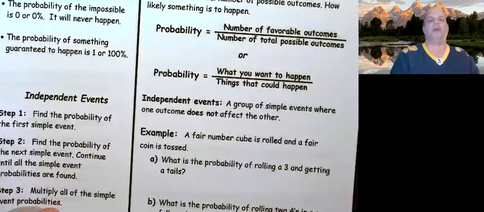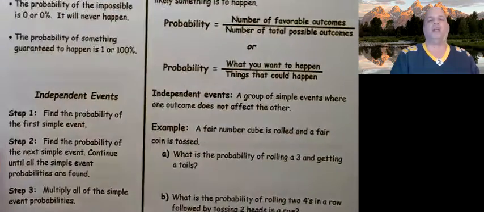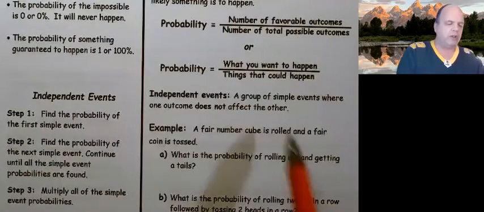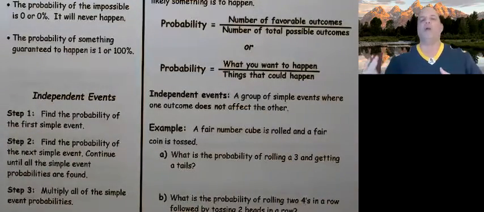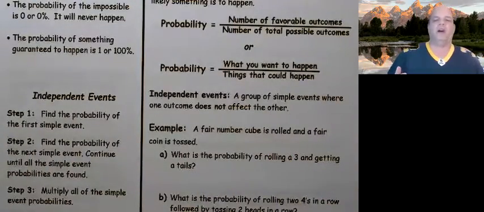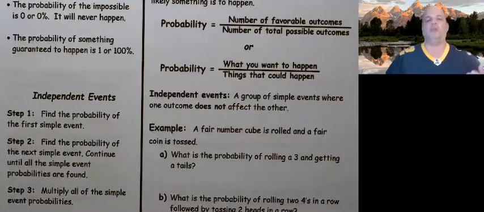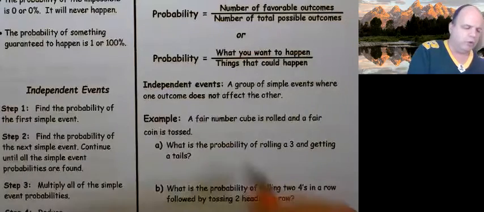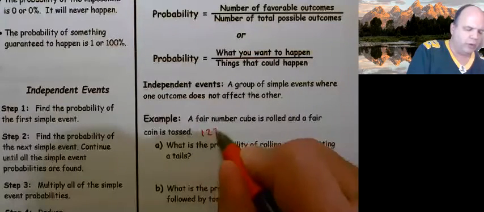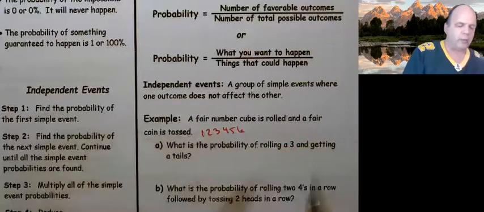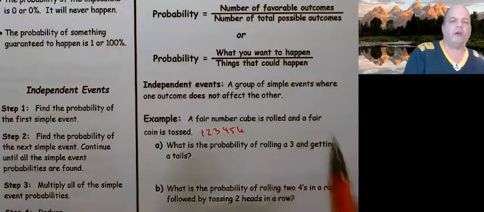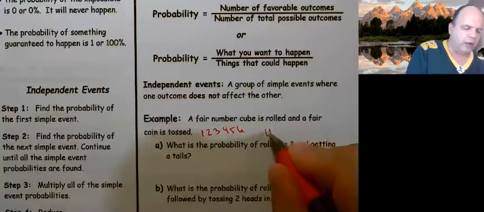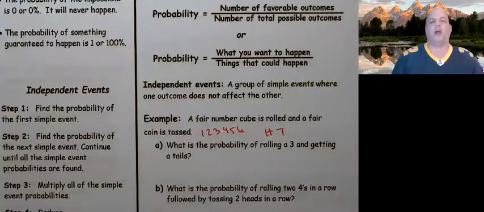Independent events. We're not going to spend a whole lot of time defining independent, but basically independent says one event does not impact the other. So a fair number cube does not affect flipping a coin. So we have a fair number cube, which means we can get a 1, 2, 3, 4, 5, or 6. There's my sample space for that. And we have a fair coin, which can get me a heads or tails. So that's my sample space for that.